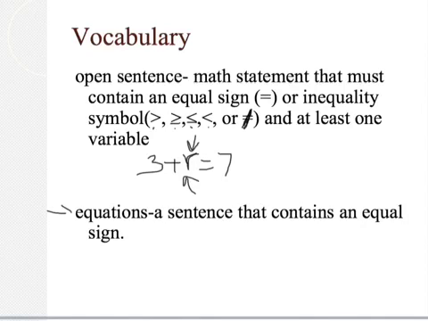And equations, as you know, would simply be a number sentence containing an equal sign. So if there's an equal sign, 3 is equal to 4 minus t, this is an equation. Oftentimes equations are open sentences, but all open sentences aren't equations.